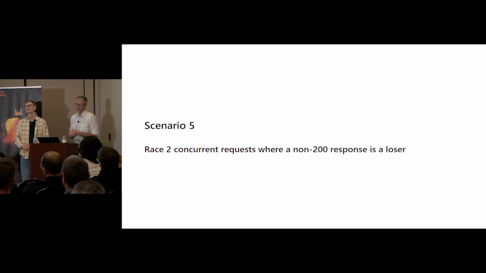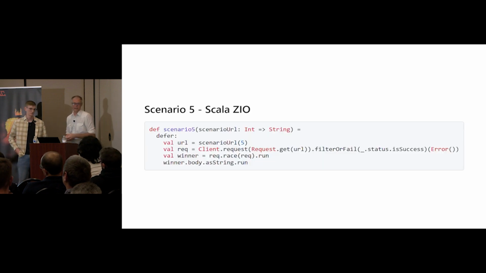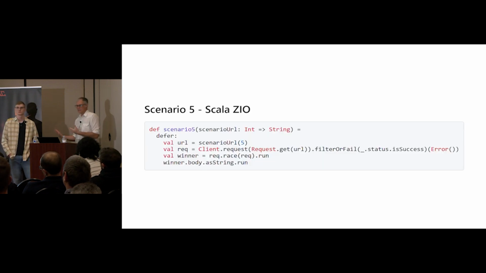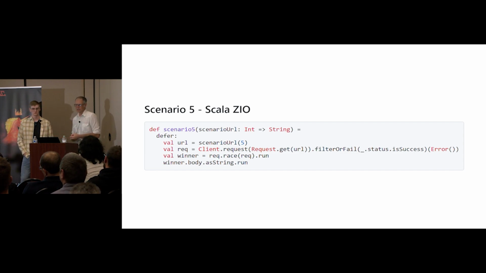All right, scenario 5. So scenario 5, what we're going to do is race 2 concurrent requests where a non-200 response is a loser. And so this is looking at, all right, sometimes we actually want to determine success or failure based on the thing that we're getting back from that effect. And so with this one, we have some different ways to determine how that success or failure gets determined. And on Zio, there's a filter or fail, which allows us just to look at the status in the HTTP response, see if it's a success, and if it's not, then it's an error. And then we can raise those.